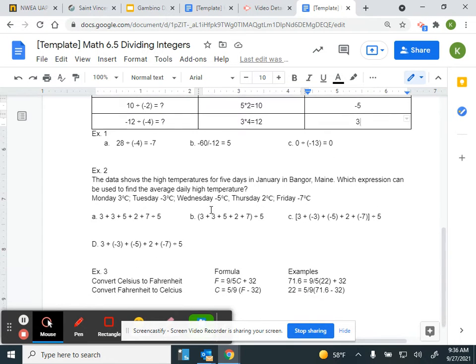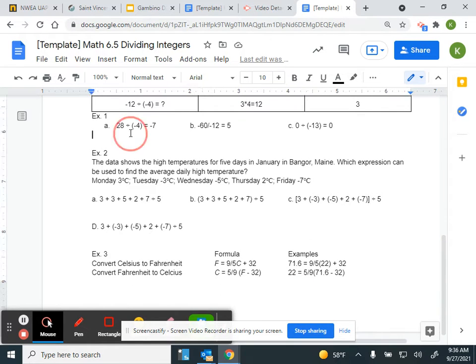Okay. So let's look at example 1 here. We have 28 divided by negative 4 equals negative 7. Again, you can see we have that positive divided by our negative equals a negative. Then we have negative 60, and it's a fraction. Negative 60 with our fraction line, negative 12.